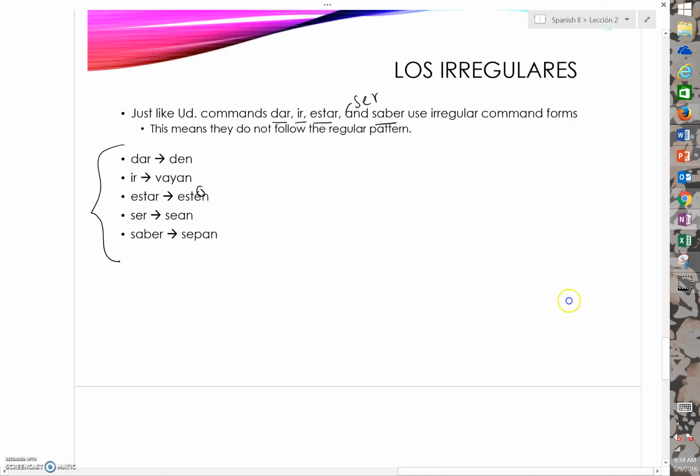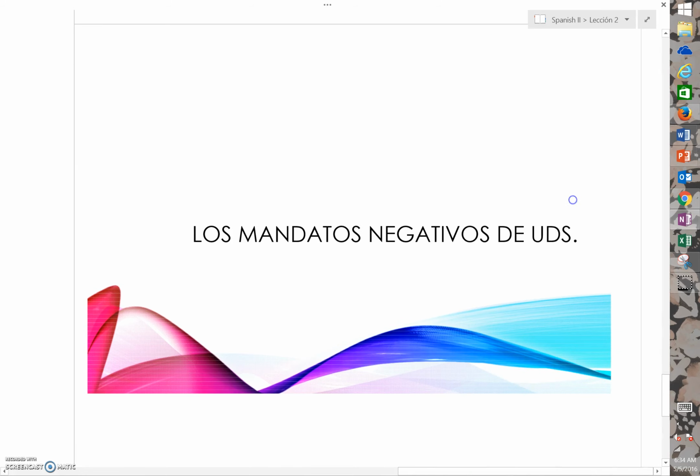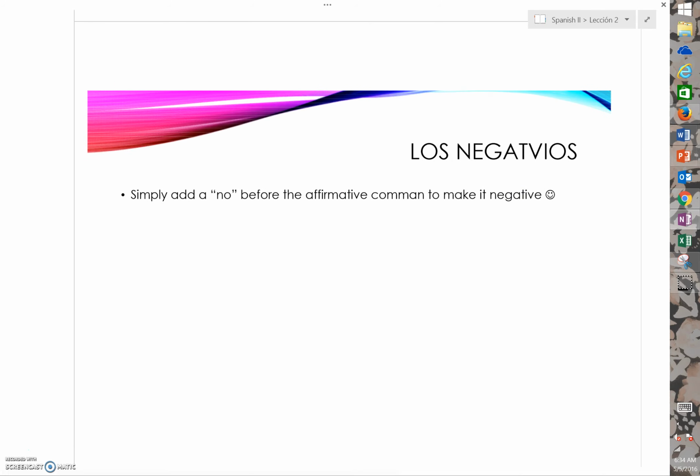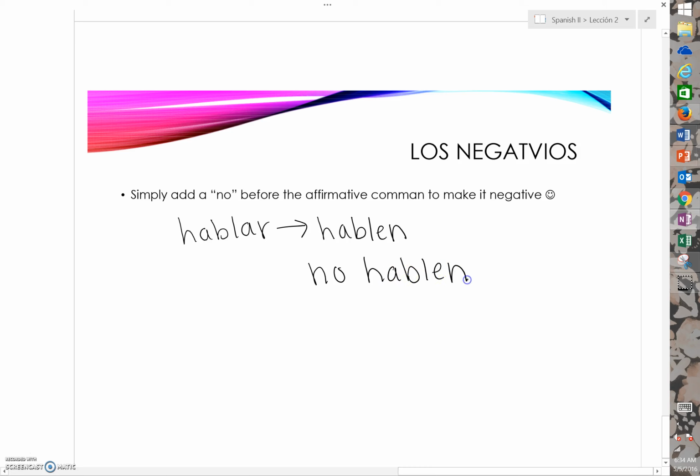Last thing we need to talk about is how we make negative ustedes commands. Just like usted commands, all we have to do is drop a no before the affirmative command to make it negative. So if we have hablar, which becomes hablen, to make it negative, it just becomes no hablen. That's it. That's how you form affirmative and negative ustedes commands.